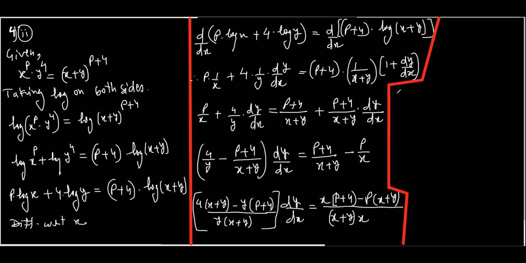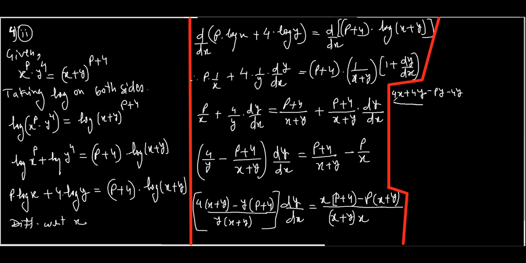Next step, it will be 4 times x plus y. Okay, let me multiply that inside. I'm working on the left hand side. So here I get 4x plus 4y, minus py, minus 4y. You understand this multiplies? Minus py minus 4y.